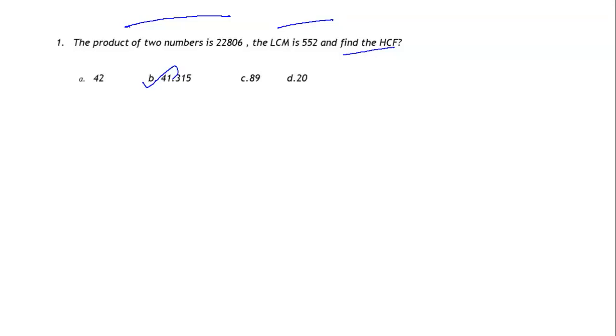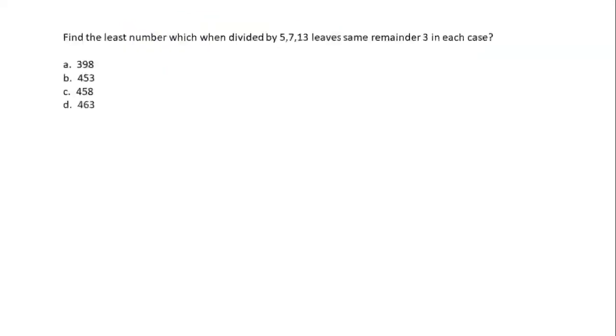Okay, clear? Yes, good job. Next question: find the least number which is divisible by 5, 7 and 13 and leaves a remainder of 3 in each case.